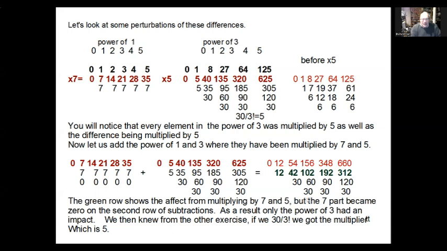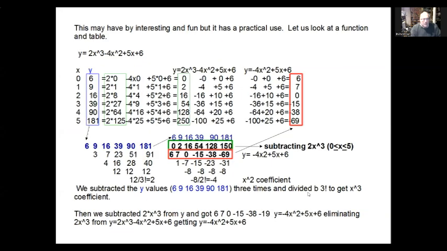Okay, so now we see a basis for what we can build upon here. And so what we're going to do is find a practical use for these difference things. So I now take my function 2x cubed minus 4x squared plus 5x plus 6, and I substitute in the values of 0 through 5 for x. And I show the calculations that are done along the way.